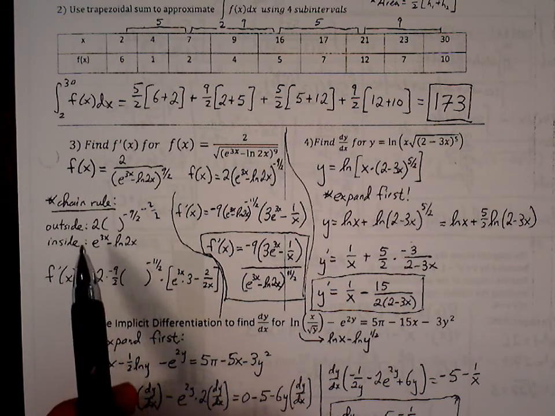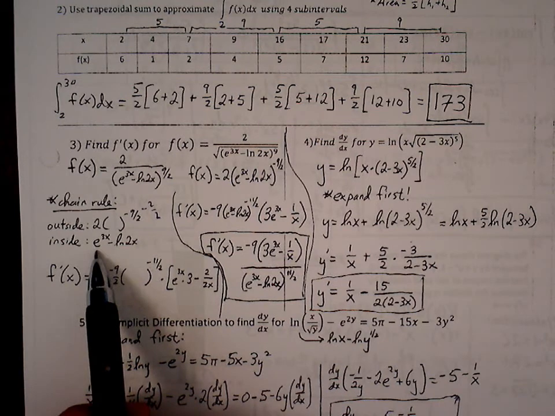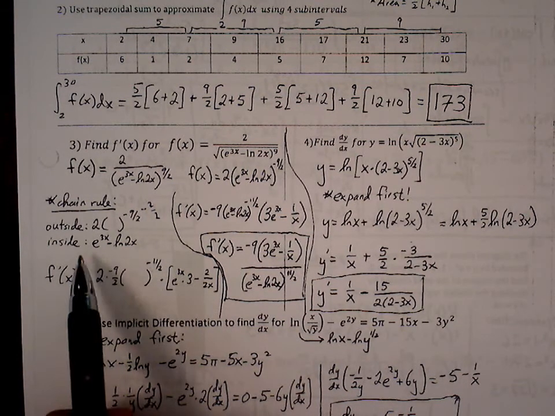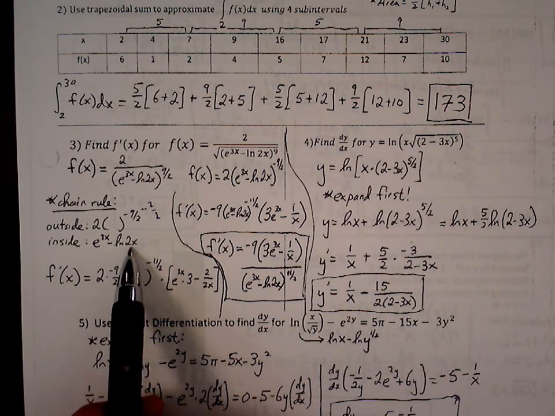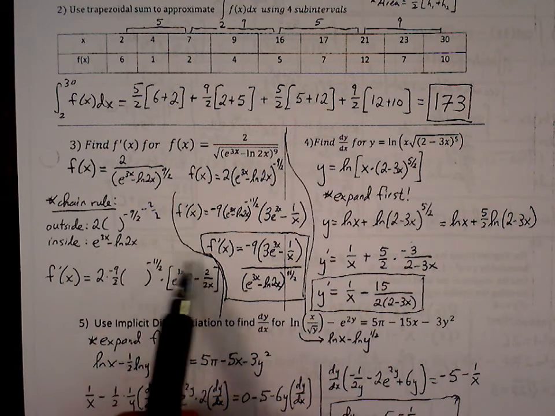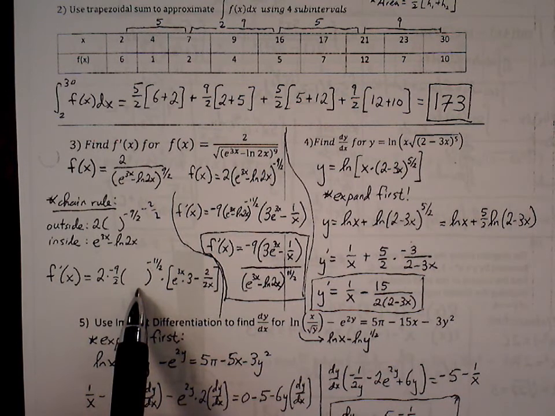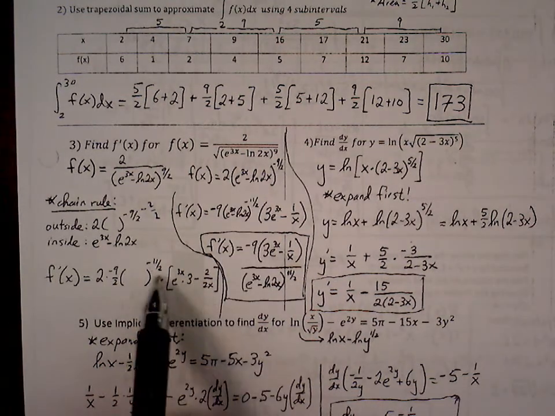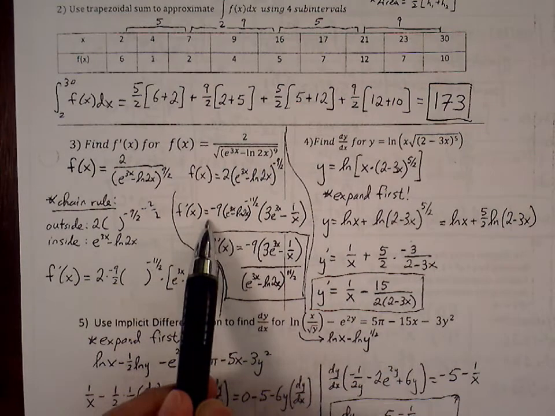Now we move on to the inside portion, which is e to the 3x minus natural log of 2x. So e to the 3x's derivative is e to the 3x times 3, right? The rule for e to the u is e to the u times u prime. And natural log of u becomes u prime over u, and so 2x becomes 2 over 2x. So we have our derivative. We fill the parentheses with the original inside portion, and once we fill that in, we basically have our derivative, and the rest of it is just a little bit of cleanup.